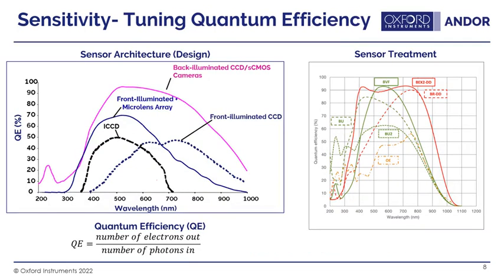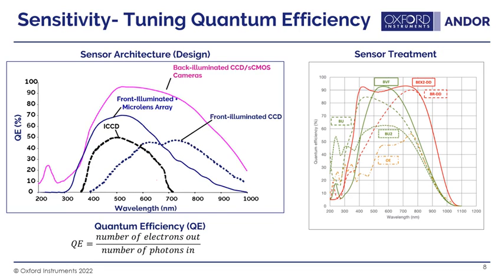There are mainly two ways to control or tune the quantum efficiency of a detector, and that's with the sensor architecture or design, or the way you pick and integrate all the components around the sensor like windows and electronics. And then there's ways to treat the sensor material itself.